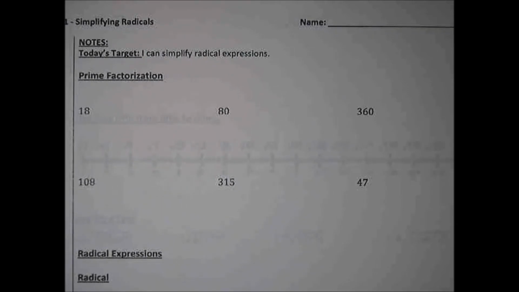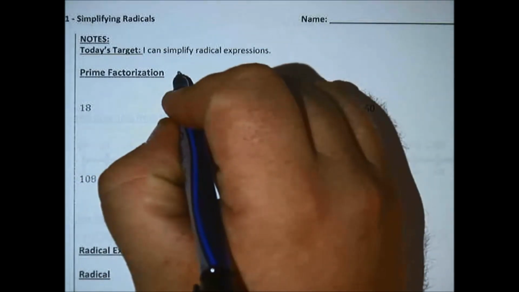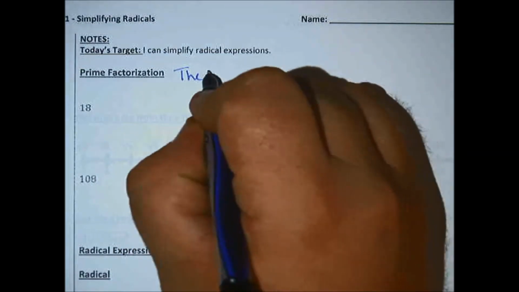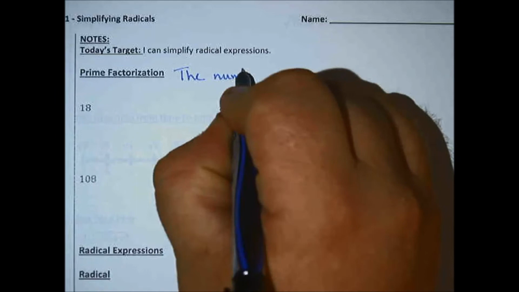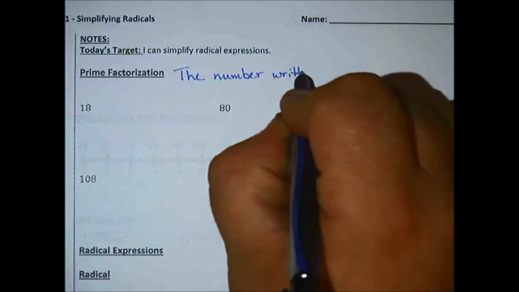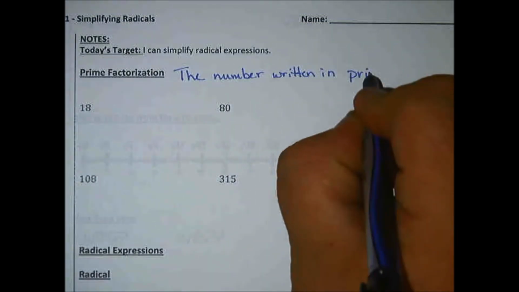So today, we're going to be talking about simplifying radicals, and we're just going to be dealing with expressions here. To start off, the main thing that you want to think of is prime factorization. Prime factorization is just the same number written in product form. In fact, written in prime product form.